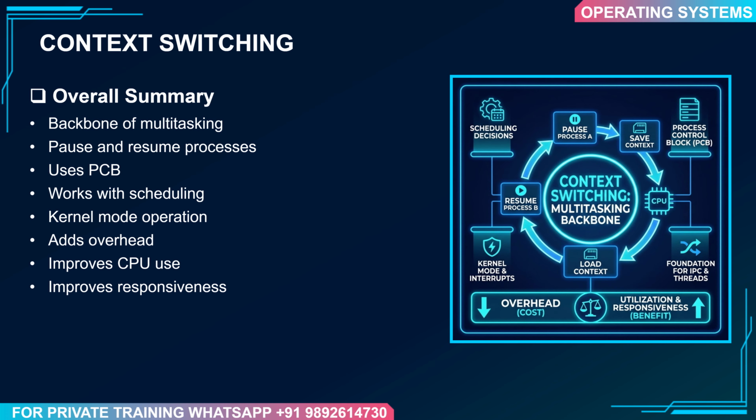In summary, context switching is the backbone of multitasking. It is the low level mechanism that allows the operating system to pause one process, remember exactly where it stopped, and resume another process safely. It works closely with scheduling decisions, relies heavily on the process control block, and operates in kernel mode using interrupts. While it introduces overhead, it dramatically improves CPU utilization and system responsiveness. As we move forward into interprocess communication and threads, you will see that many advanced features of an operating system are built on this simple but powerful idea of saving and restoring execution context.